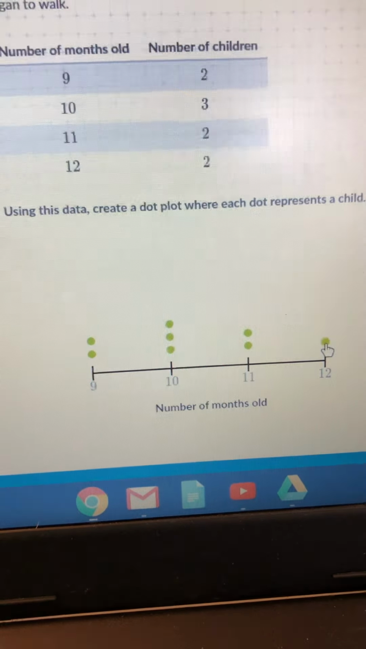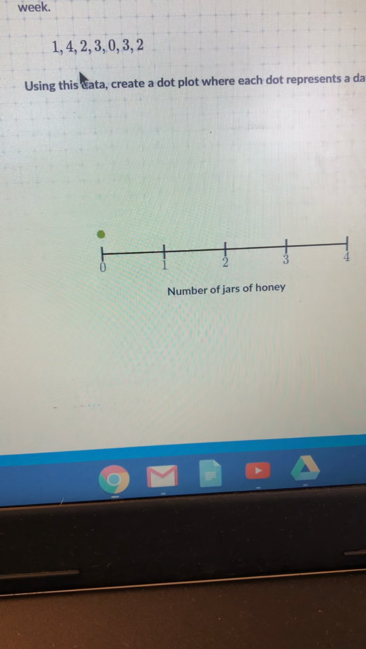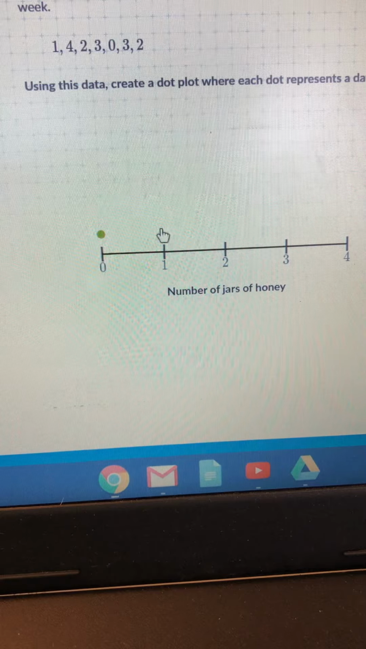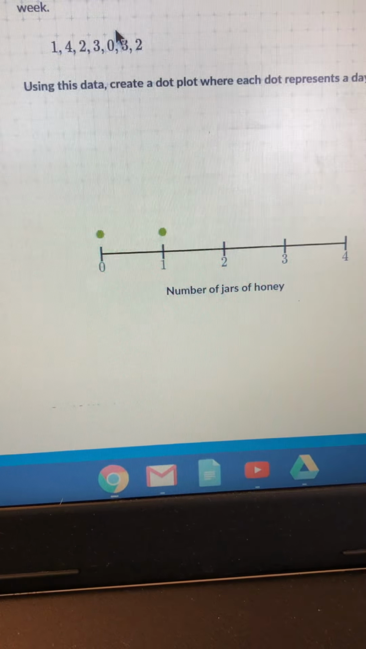So there should be 0 dots above the 0. Wait, no, I lied, just kidding. This is number of jars of honey. So pay attention to the label. It will definitely help you further understand this. So there should be 1 dot above the 0 because this is representing a day. The dots represent the day, not the number of jars of honey. So 0 occurs 1 time. There's 1 dot above the 0. The 1 occurs 1 time, so we need a dot above the 1. And again, we can cross off. We'll use a nice golden color for the honey.